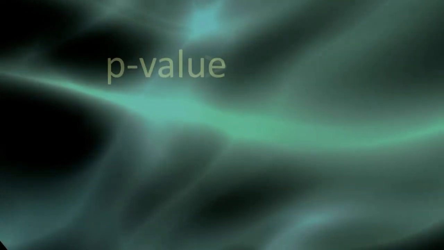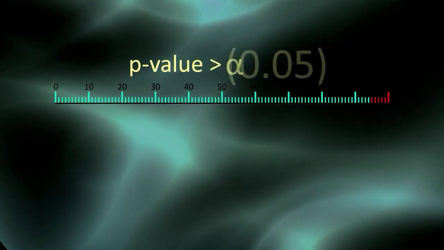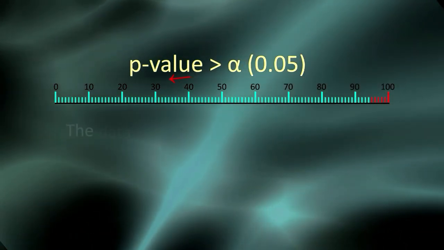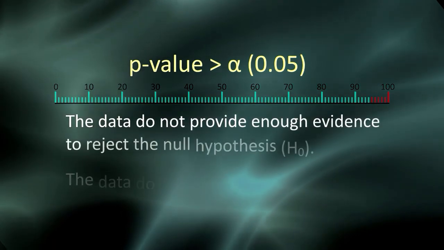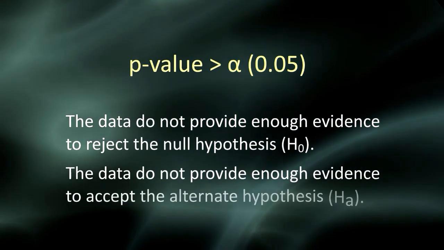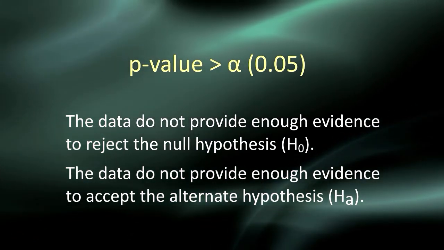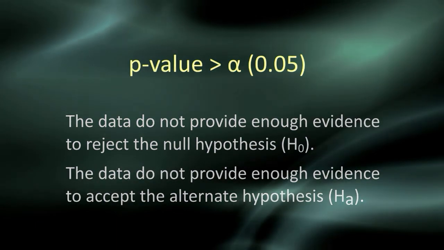If the p-value is greater than alpha, then the data is not considered to be surprising enough when the null hypothesis is true, and we say that our data do not provide enough evidence to reject the null hypothesis, or equivalently, that the data do not provide enough evidence to accept the alternate hypothesis. So finding a p-value less than or equal to 0.05 means that the finding is statistically significant, and we can reject the null hypothesis and accept the alternate hypothesis.